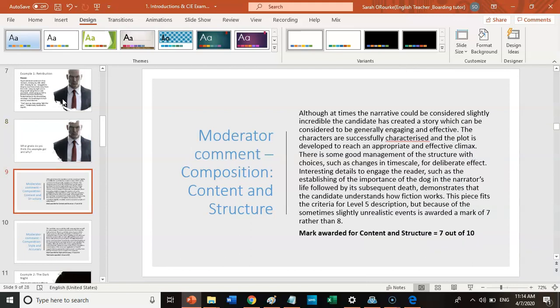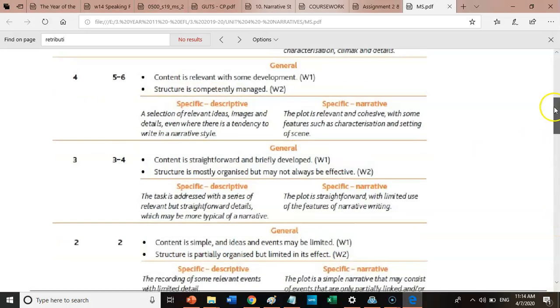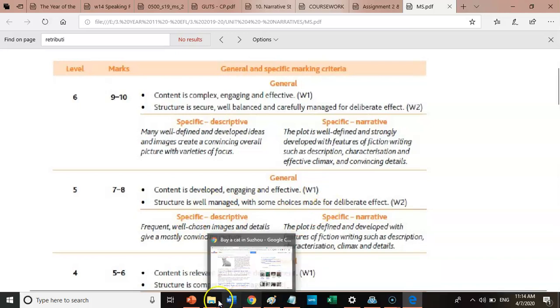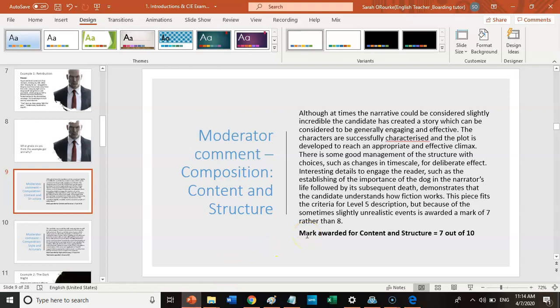So CIE say that it should get a 7 out of 10. So if we go back to our mark scheme, you can see that a 7 would put it here. So it's in the second band, but it's at the bottom of the second band. So they say, although at times the narrative could be considered slightly incredible, the candidate has created a story which can be considered to be generally engaging and effective. So, although the story is a little bit unrealistic, a little bit unbelievable, the story is overall engaging and effective.